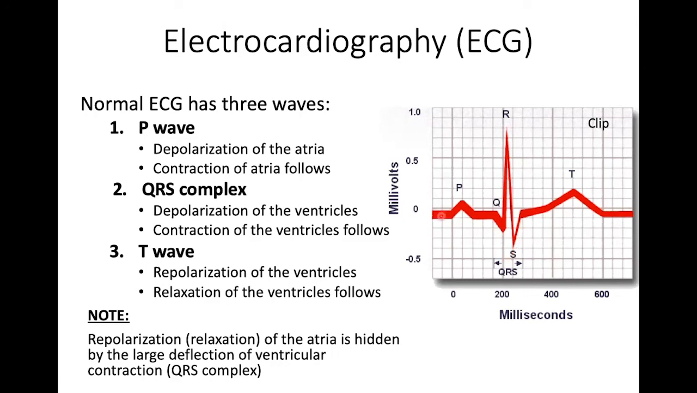So to recap, we have the P wave, which represents the depolarization of the atria. Atria will contract following that. Then we have the QRS complex, which identifies the depolarization of the ventricles. What also happens here? Repolarization of the atria, but we're not seeing it as a separate wave because it is masked by the QRS complex. And then once the ventricles have depolarized, they will contract, and then they will repolarize, which will lead to them relaxing.